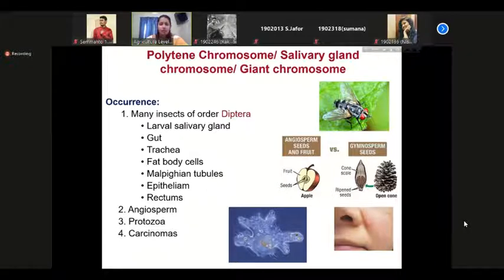These types are the protozoa. They do not have a special structure or a well-organized nucleus. They have the giant chromosome. Okay.